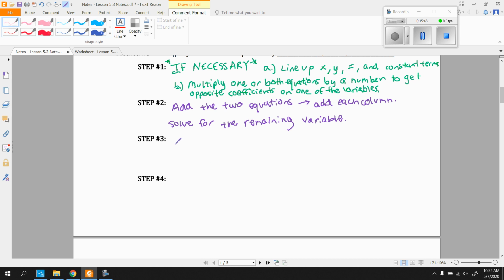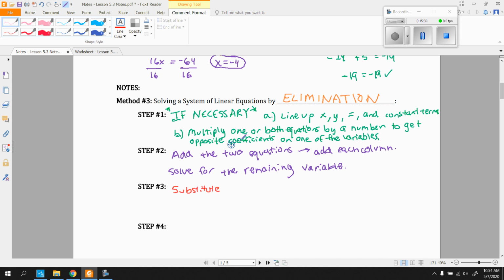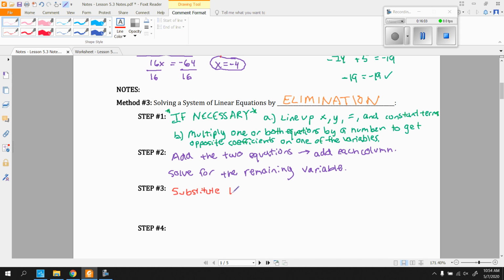So let's write it out. Step 3, substitute the solution from step 2 into either of the original equations.